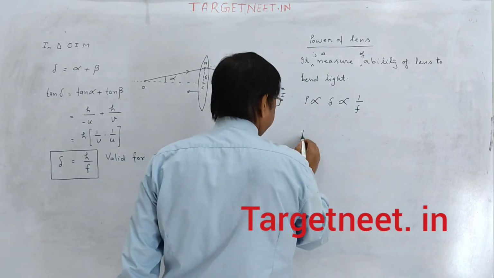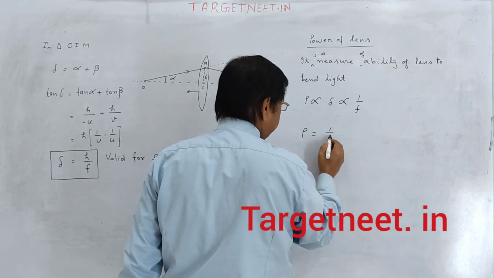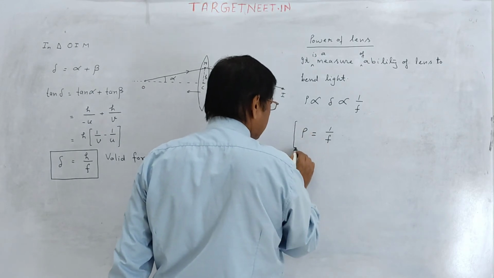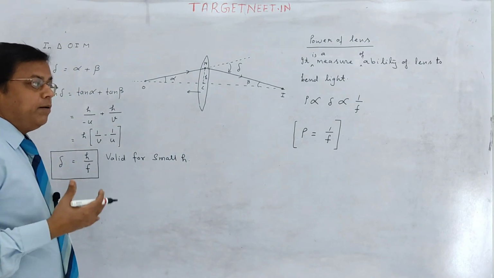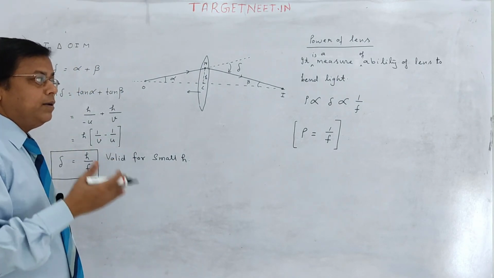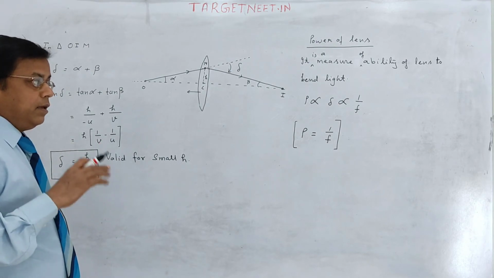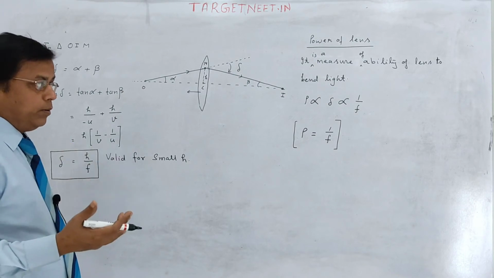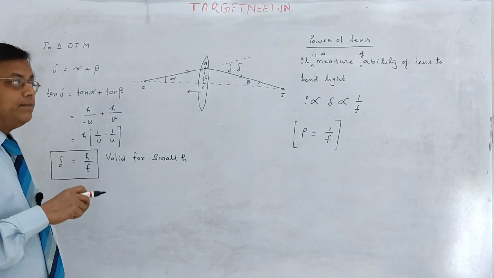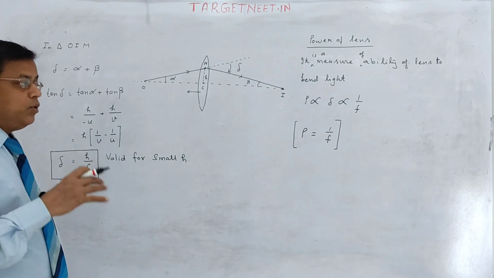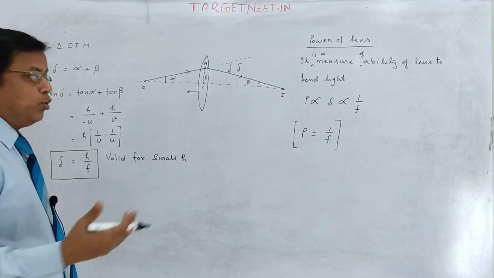So here power is defined like this: 1 upon focal length. Proportionality constant is taken to be 1. So power of lens is defined like this. More is the power, more is deviation produced by lens, but if power is more, focal length will be lesser. If power is lesser, focal length will be more. So if lens has got more focal length, it will produce less bending. If lens has got lesser focal length, it will produce more bending because its power will be more.